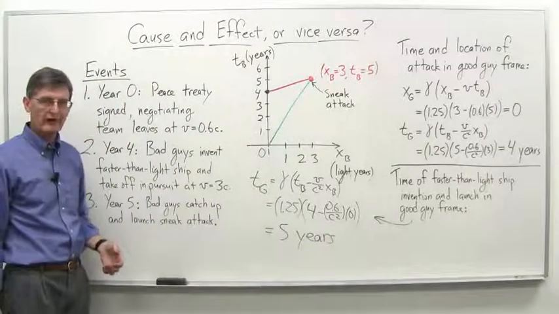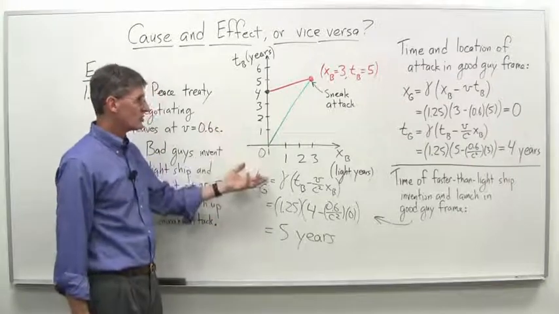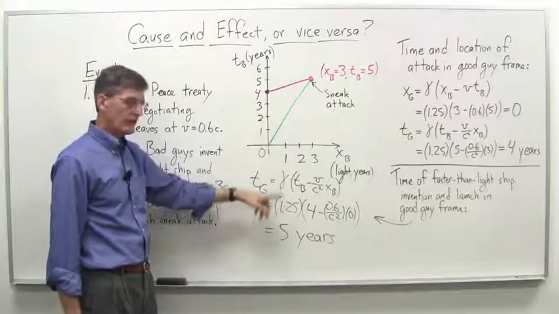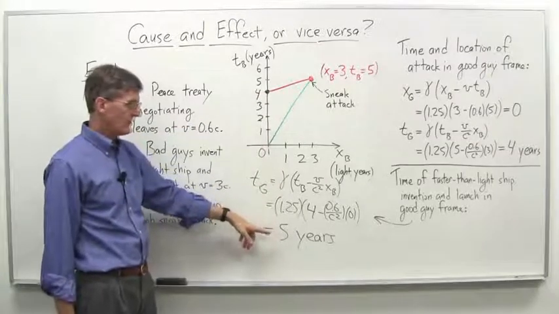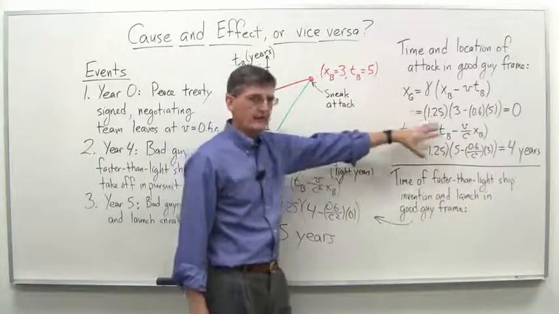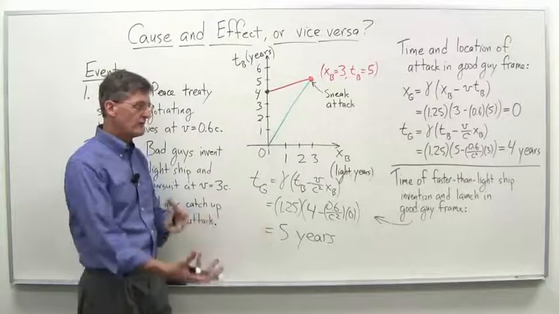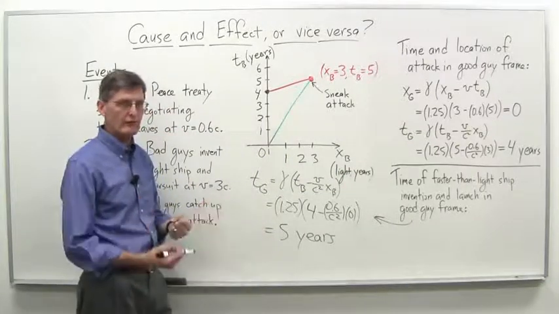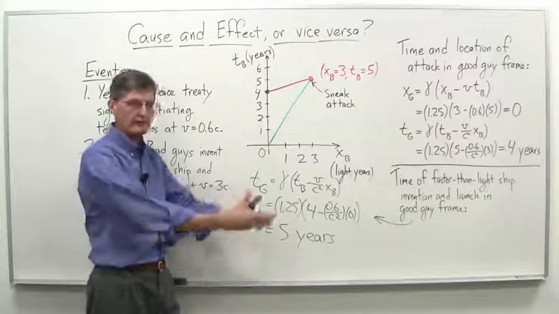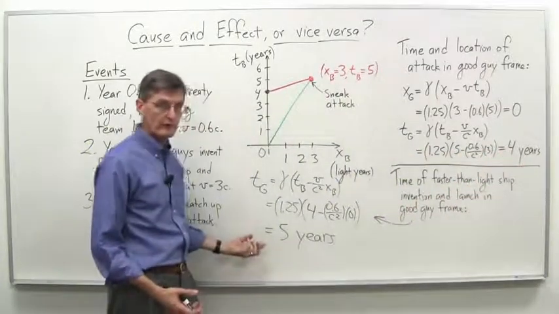So, look what we've got here. In the good guy frame, the invention and launch of the spaceship occurs at 5 years, according to their clocks, and the sneak attack occurs at 4 years. In other words, the sneak attack occurred in their frame before the ship was even invented. So how can you have that? In other words, it reverses cause and effect. Normally cause happens, and then you get the effect. Here you have the effect happening before the cause.